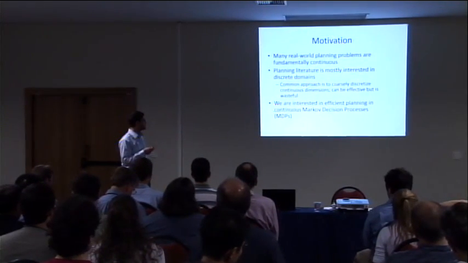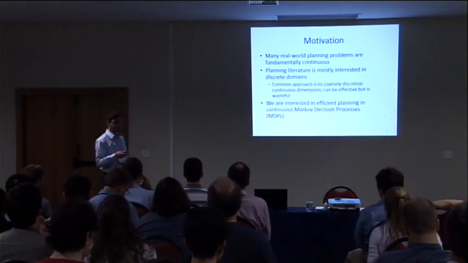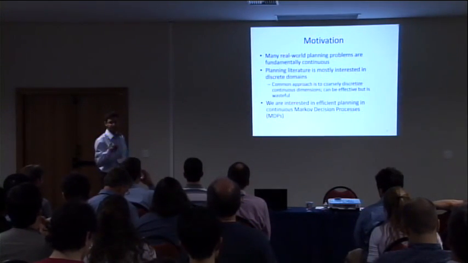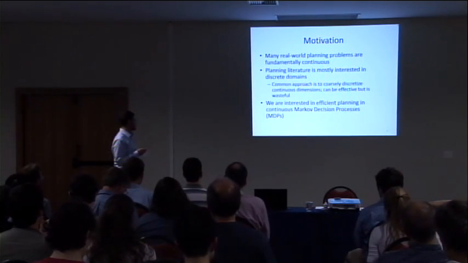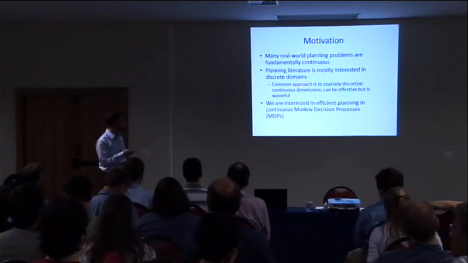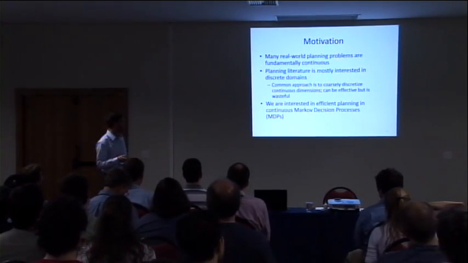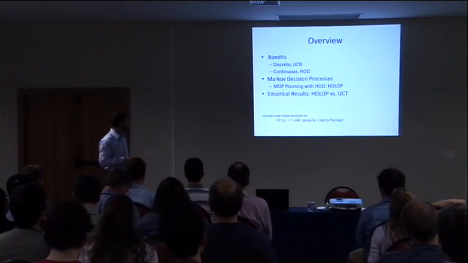So this can be effective, but the problem is that it can be very wasteful in domains, especially ones that have a large number of dimensions, because of the exponential load that you get in that situation. So in this talk, we're going to talk about efficient planning in continuous Markov decision processes, and doing so natively without any sort of advanced predetermined discretization.